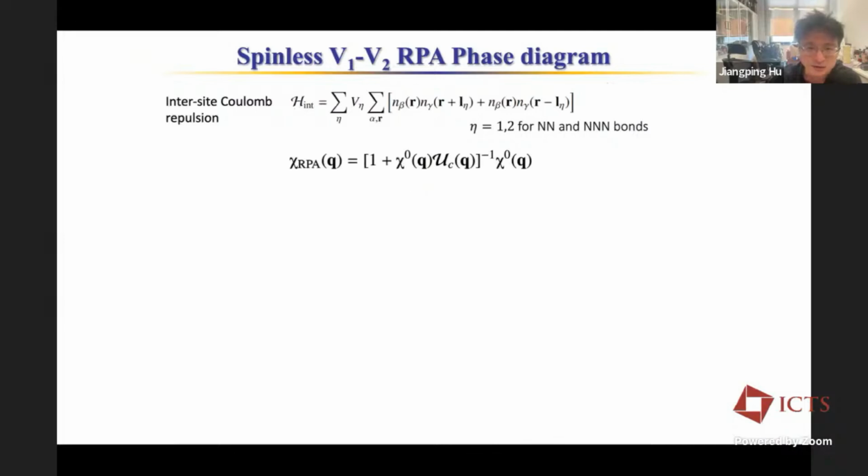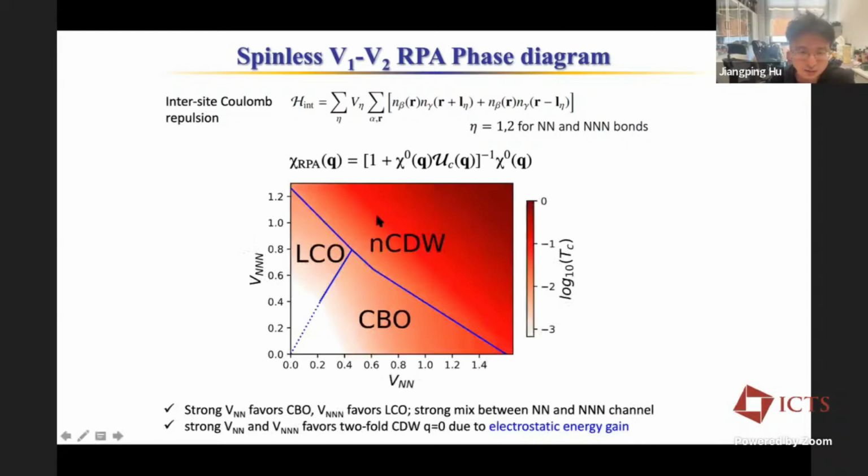So you can put this into Hartree-Fock RPA calculations, and you can immediately find that when you have second nearest neighbor interactions, actually you will get these three phases. Okay, so basically when you have nearest neighbor interactions, you will get the charge bond order, and if you have the second nearest neighbor interaction dominant, you will get a loop current, and if they are both very strong, you will just get another CDW, a two-fold CDW here. This is an RPA calculation.